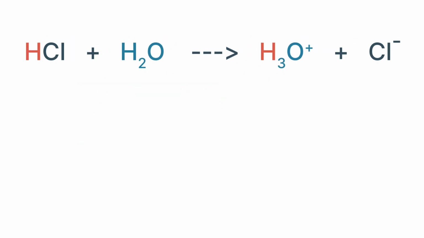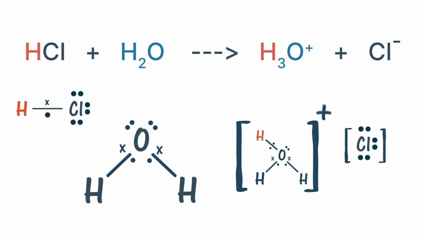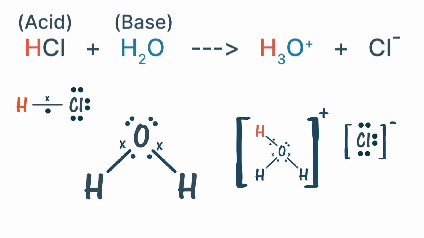If we revisit the reaction between HCl and H2O, we can now look at the same reaction in a different way. Here we can see that when HCl comes in contact with water, it loses or donates its hydrogen atom, or in Bronsted-Lowry terms, a proton. This proton is accepted by the water molecule to form H3O+. In other words, the HCl has donated a proton and is a Bronsted-Lowry acid, and the water has accepted a proton and is a Bronsted-Lowry base.